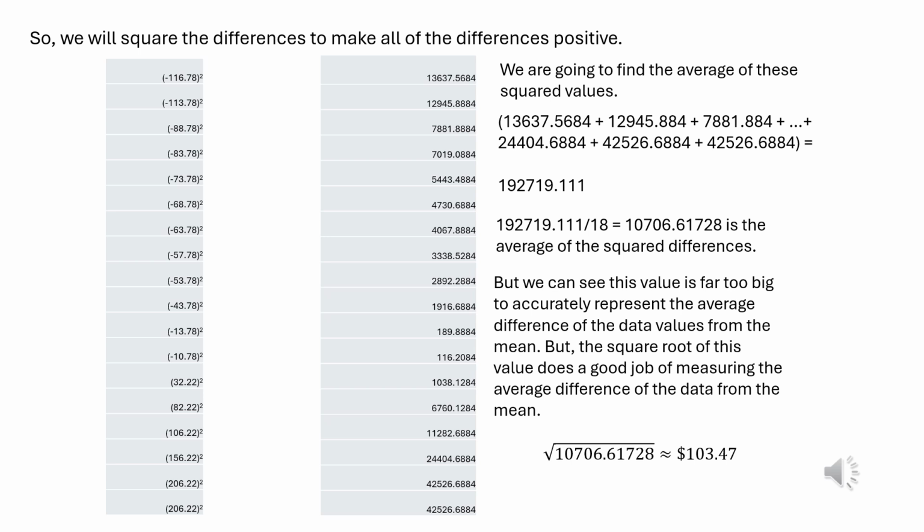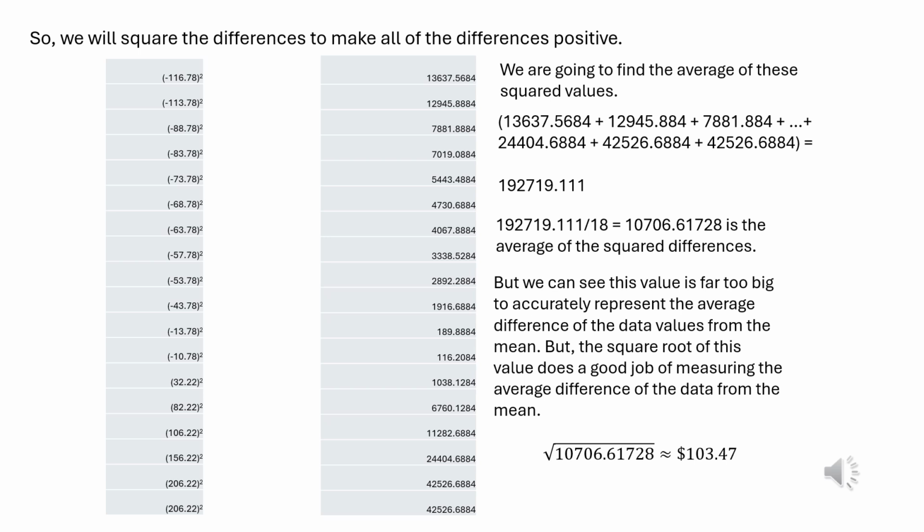So negative 116.78 squared turns out to be 13,637.5684, and negative 113.78 squared turns out to be 12,945.8884, etc. And then our largest value was 206.22. When we square that, we get 42,526.6884. So now we have these non-negative values.